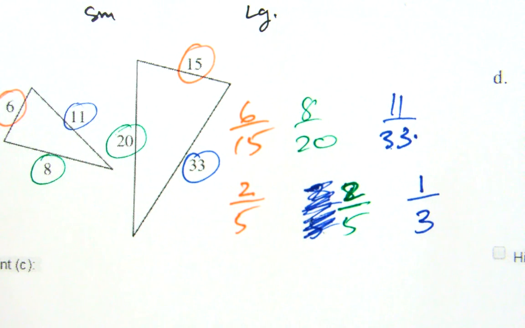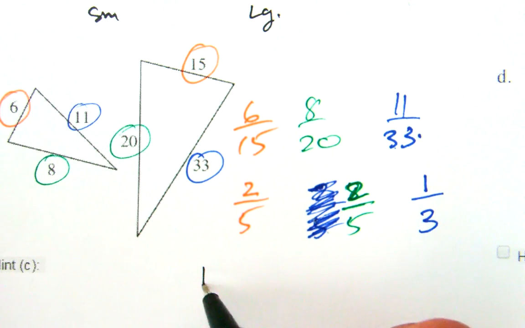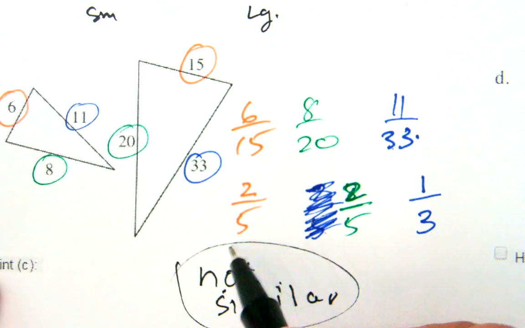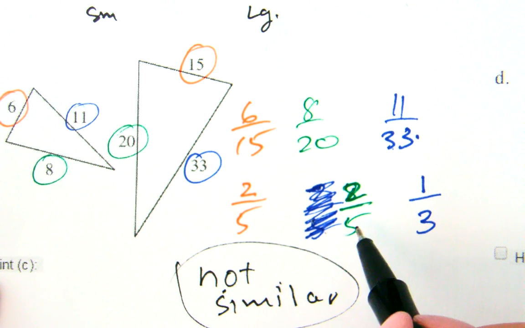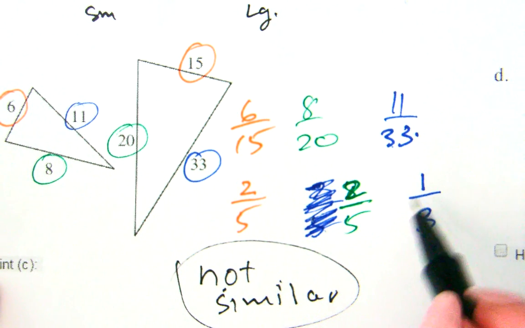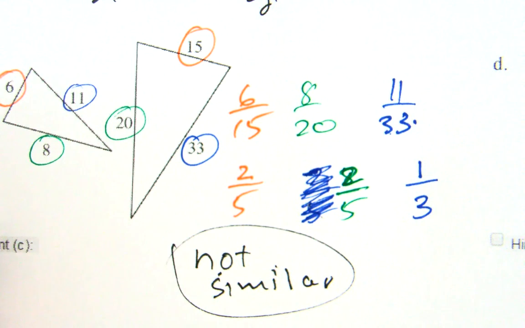Okay, well, I don't care if 2 of them are the same. The third one is not. They all have to be the same. So, in conclusion, they're not similar. Done. All 3 of them have to be the same, not just the first 2. And please don't just stop at the first 2. You have to check all 3 because, like in this instance, the third one turned out not to be the same.